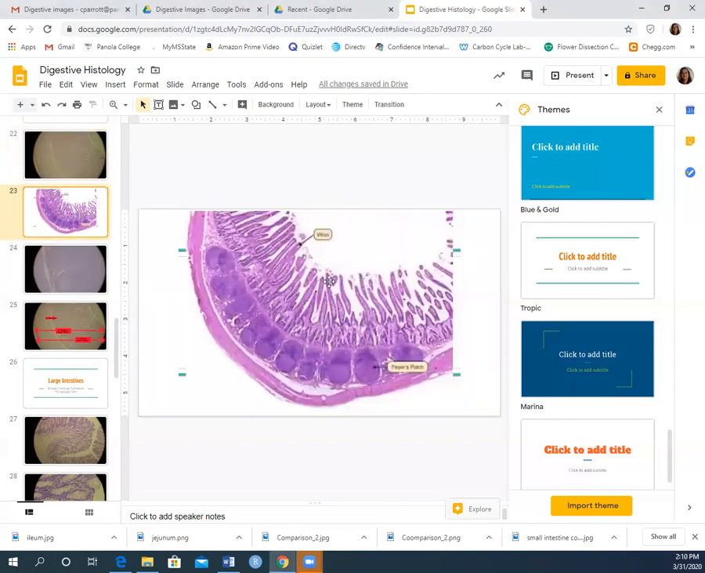Okay, so this one is showing the ileum as well. And you can see down here at the bottom, all those little circles of Peyer's patches. So this one is very, very distinct for being the ileum, because the ileum is the only one where you're going to see those Peyer's patches at the bottom.